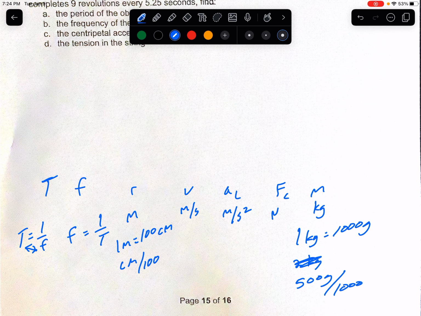Now, the equations you're going to see when you're dealing with velocity, force, and acceleration are, first of all, v equals 2 pi r over T. R would be your radius, T would be your period, the time for one revolution. Just be careful with this. That is a very specific time. That is the time for one revolution. That is not just time in general.